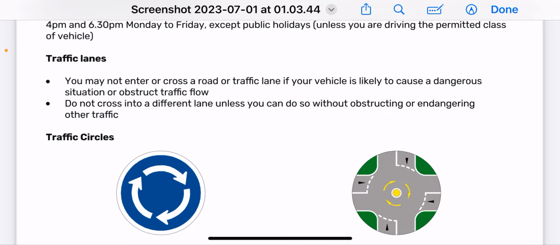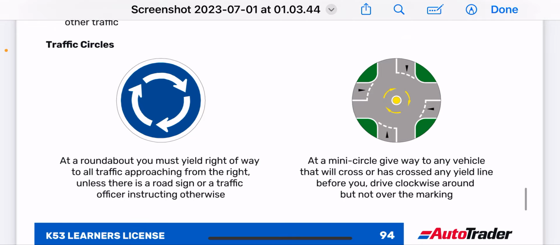And then traffic lanes, you may not enter or cross a road or traffic lane if your vehicle is likely to cause a dangerous situation or obstruct traffic flow. So you do not enter when you see that you'll cause obstruction, or you'll put other vehicles in danger. You do not enter a traffic lane. You do not cross into a different lane unless you can do so without obstructing or endangering other traffic.